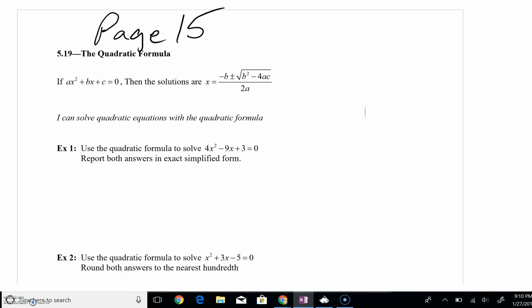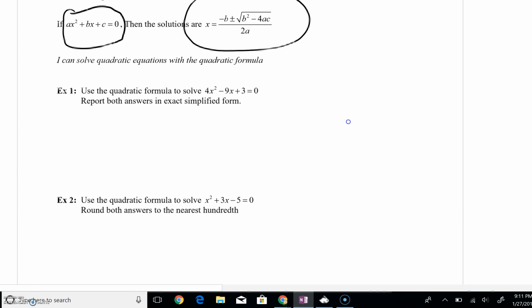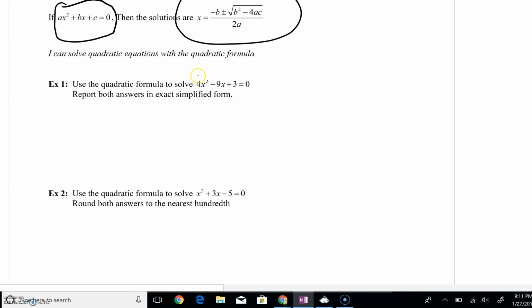Algebra 2, Lesson 519, the quadratic formula. Very important. If you have a quadratic equation, something with x squared, something with x, and a constant equal to 0, this formula, x equals opposite b plus or minus the square root of b squared minus 4ac all over 2a, will always get you your solutions. Let's take a look and see how this is going to work out.